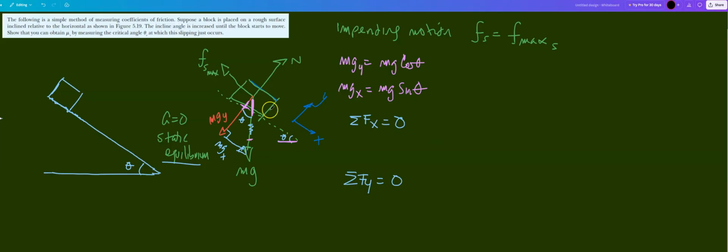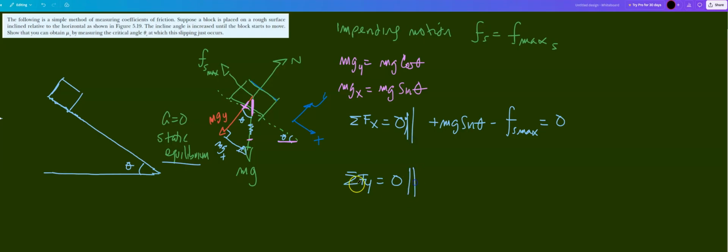So sum of forces in x. What forces do we have in x? Well, I have positive mg_x, which is mg sine of theta, positive, you see the arrow is in the positive x-axis I defined earlier, minus the friction, which is the maximum static friction. And these two together must be equal to 0, because we're in a static equilibrium, right?